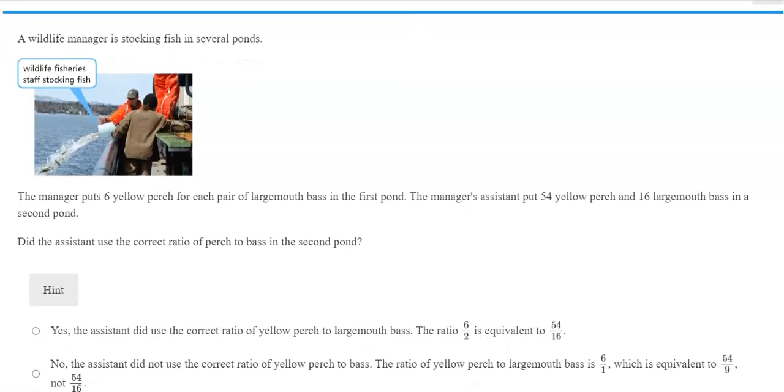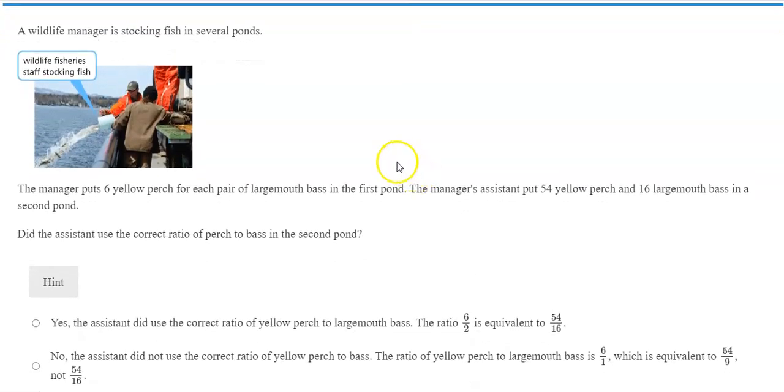And our last one, it's number 5 here. It's number 7 in your book on page 156. A wildlife manager is stocking fish in several ponds. So this is a wildlife fishery staff stocking fish. The manager put 6 yellow perch for each pair of largemouth bass in its first pond. The manager's assistant put 54 yellow perch and 16 largemouth bass in the second pond. Did the assistant use the correct ratio of perch to bass in the second pond?